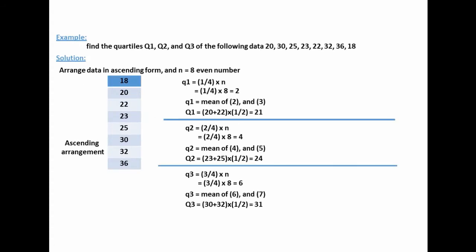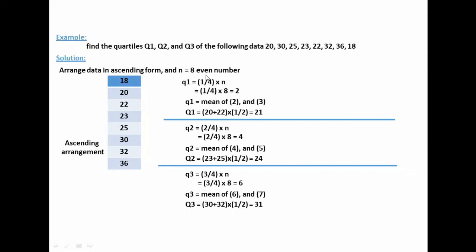Now another example to find the quartiles Q1, Q2, Q3 from the data when the number of terms is even. You see in this example, first of all, arrange the data in ascending form: 18, 20, 22, 23, 25, 30, 32, and 36. So first of all, find the position for the value Q1. Position for Q1, 1 by 4 multiplied by n, 1 by 4 multiplied by 8. There are 8 terms, so we obtain 2. Now this is a whole number.